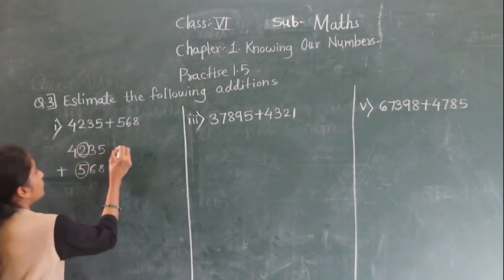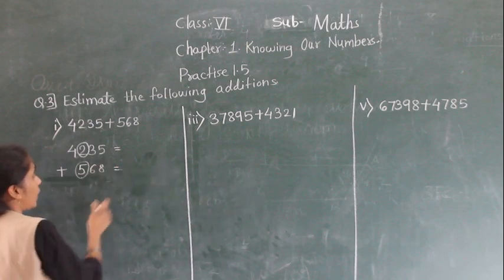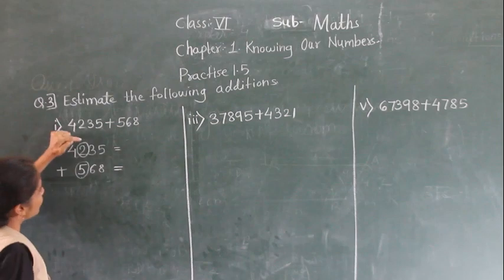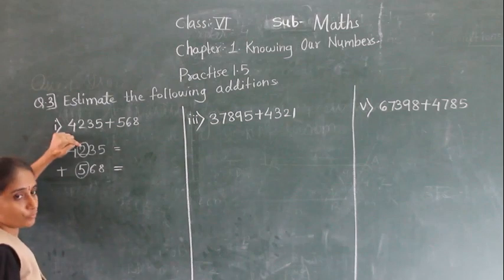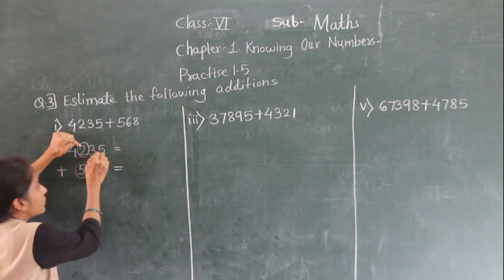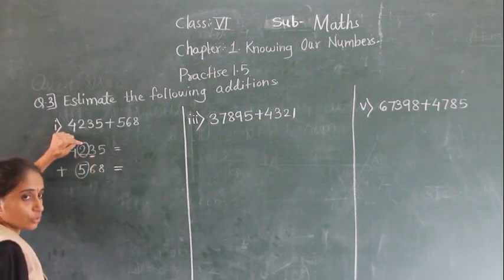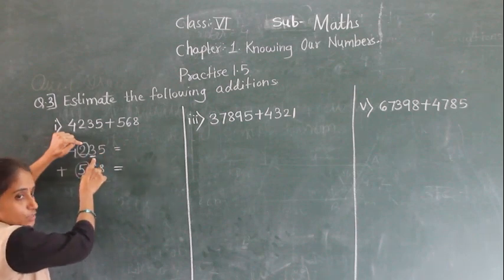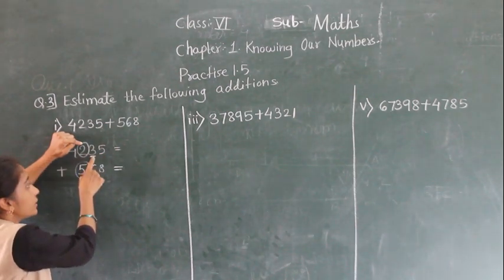Understood? Yesterday you learned how to round up the numbers. Now, this digit we are going to round off. For that, which digit do we need to check? The hundreds place we are going to round off. So, which digit are we going to check? The tens place. Yes, the tens place.